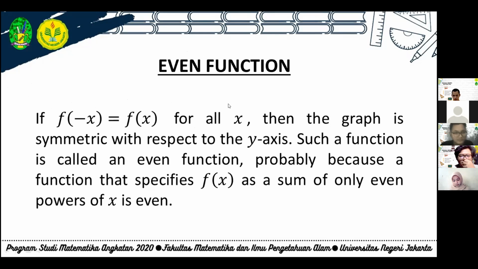Okay, next is the kinds of functions. There are even functions and odd functions. The first is the even function. A function is even if f(minus x) equals f(x) for all x. Then the graph is symmetric with respect to the y-axis. Such a function is called an even function, probably because a function that specifies f(x) as a sum of only even powers of x is even.